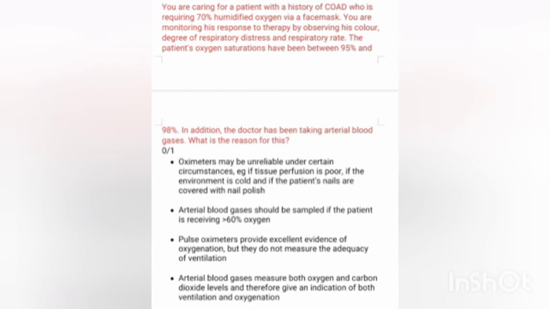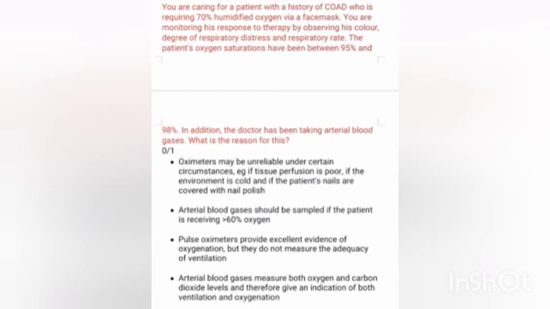Next question, you are caring for a patient with a history of COAD who is requiring 70% humidified oxygen via a face mask. You are monitoring his response to therapy by observing his color, degree of respiratory distress, and respiratory rate. The patient's oxygen saturations have been between 95% and 98%. In addition, the doctor has been taking arterial blood gases. What is the reason for this?